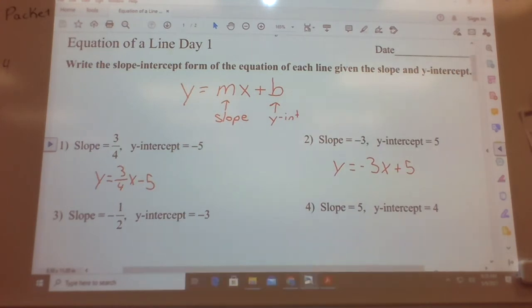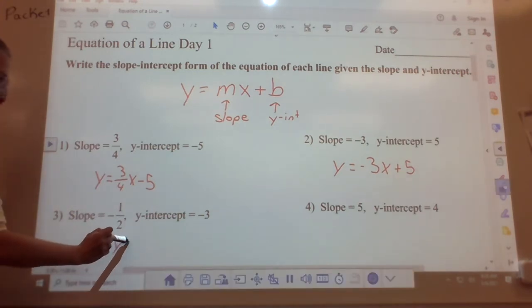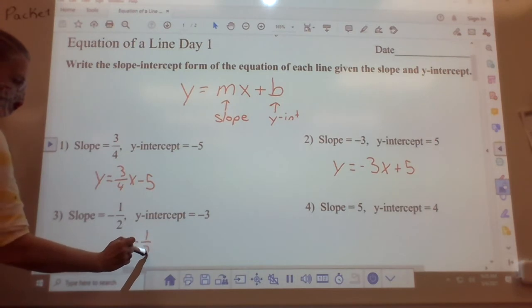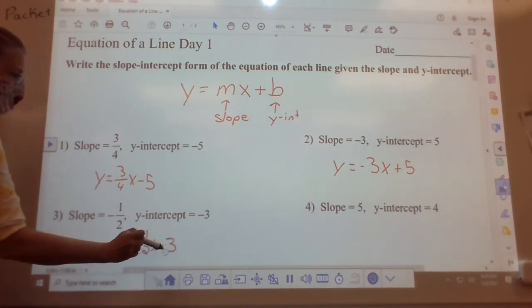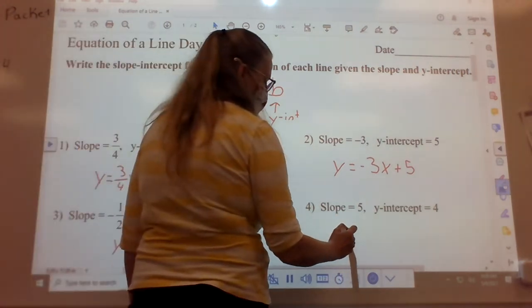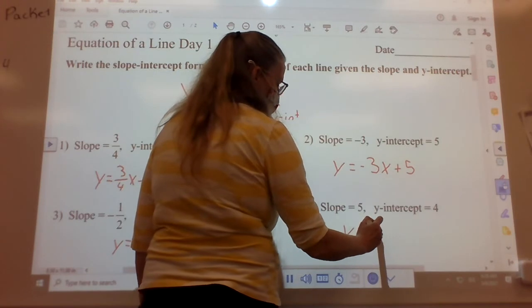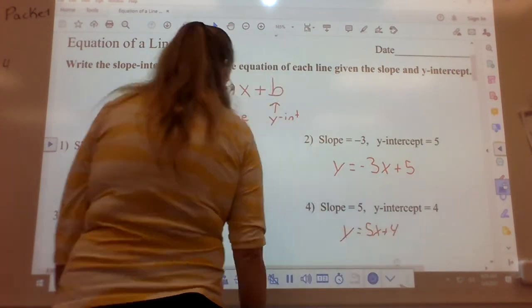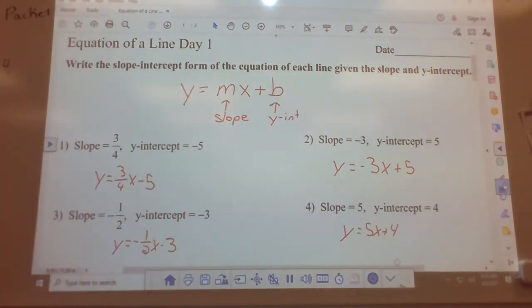Number 3. Can anybody share what they think number 3 is going to look like? Alexander. Y equals -1/2 x minus 3. Good job. Can anybody else share what number 4 is going to look like? Aiden. Y equals 5x plus 4. So I took the slope, I took the intercept, and I just plugged in the slope intercept.